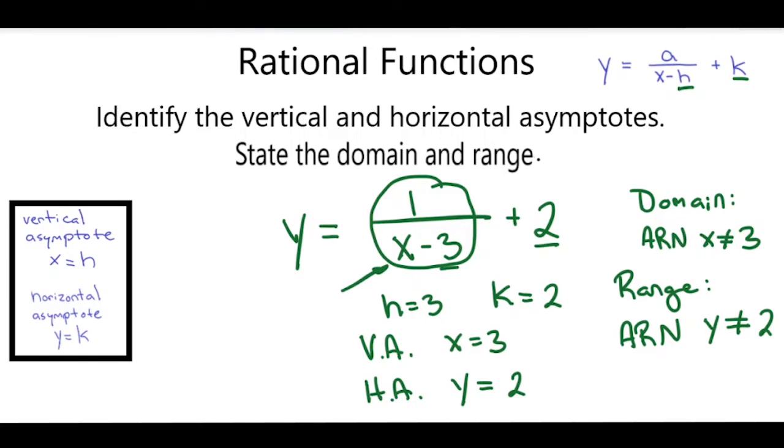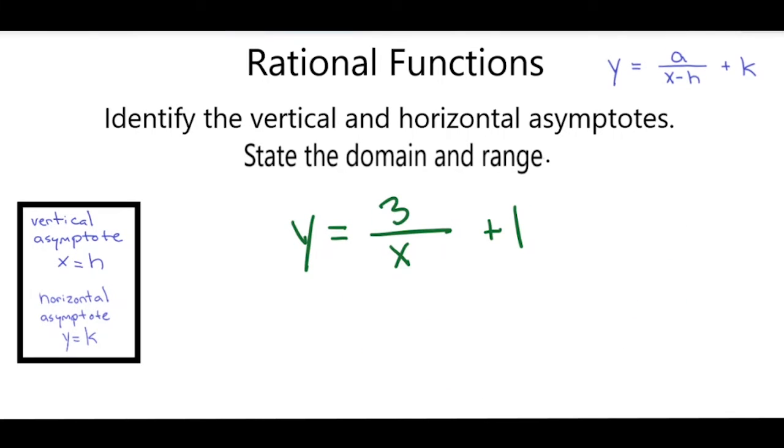And that's how you identify the vertical and horizontal asymptotes and state the domain and range of rational functions. Hope that helps. So here I have y equals 3 over x plus 1.